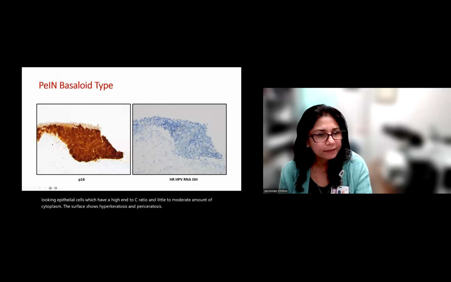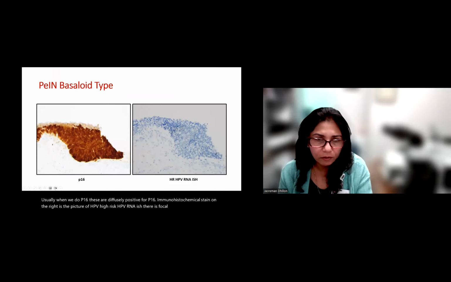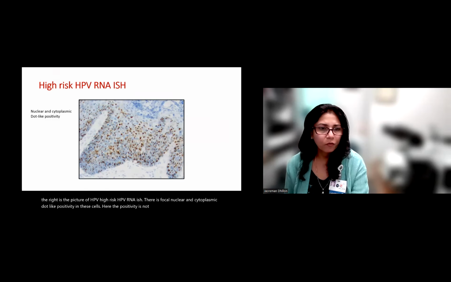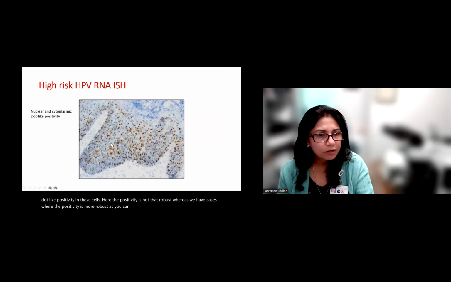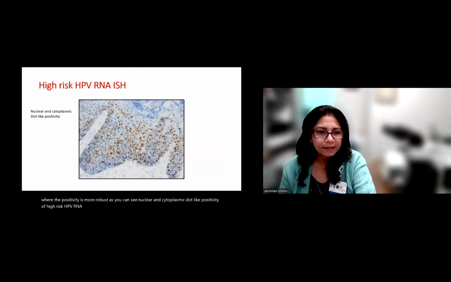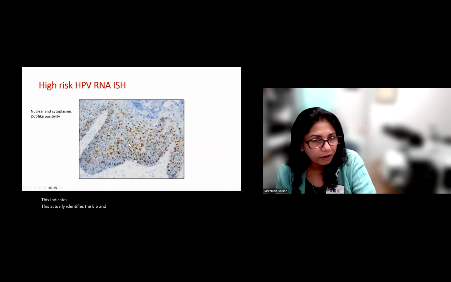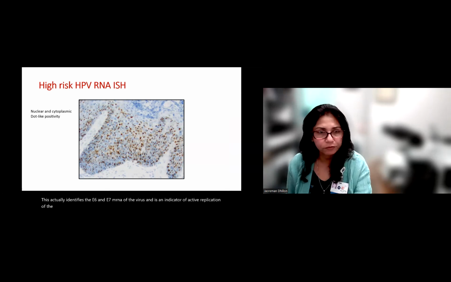Usually when we do P16, these are diffusely positive for the P16 immunohistochemical stain. On the right is the picture of high-risk HPV RNA-ISH. There is focal nuclear and cytoplasmic dot-like positivity in these cells. Here, the positivity is not that robust, whereas we have cases where the positivity is more robust, as you can see, nuclear and cytoplasmic dot-like positivity of high-risk HPV RNA-ISH. This identifies the E6 and E7 mRNA of the virus and is an indicator of active replication of the virus within the host cells.